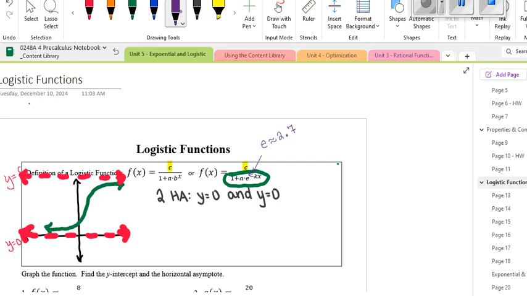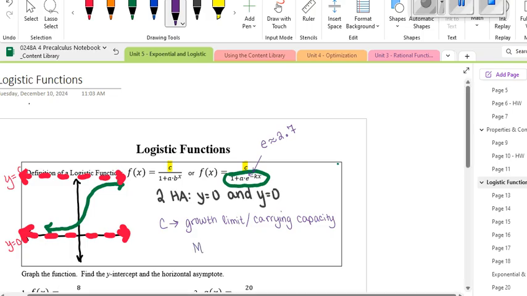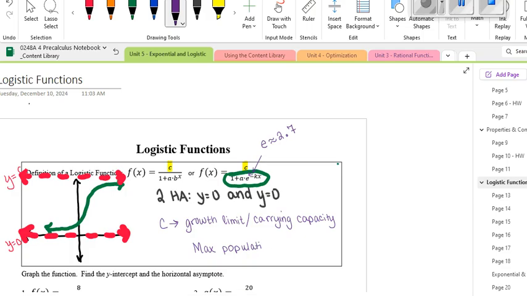The other thing that you need to know here is that c, the numerator of the fraction, represents either what we call a growth limit or a carrying capacity. It is the value that the population will approach but never quite reach. And because the curve approaches that number but never quite reaches it, the maximum population is going to be one less than that number. So I'm going to say c minus 1.